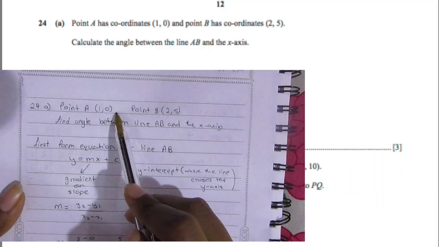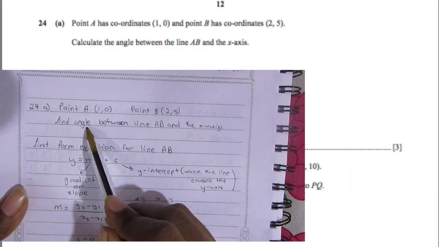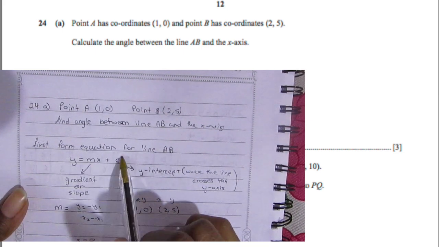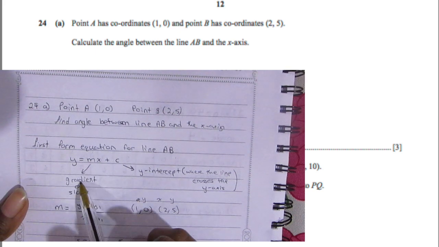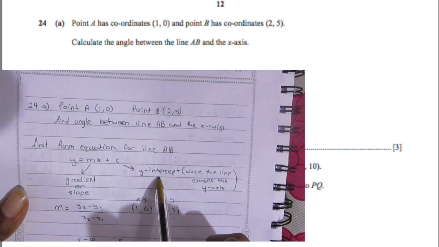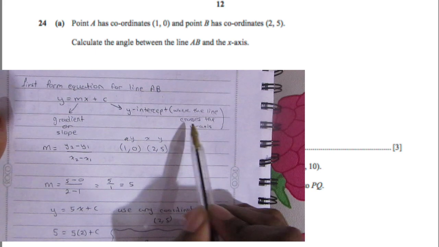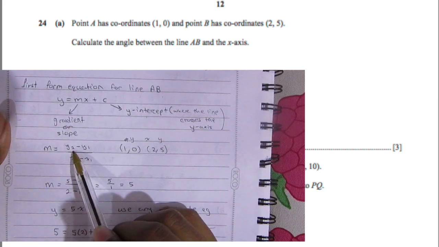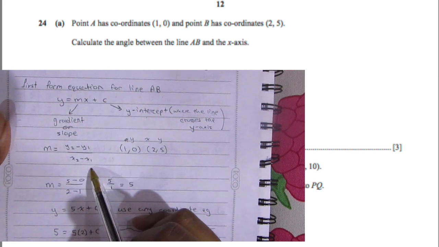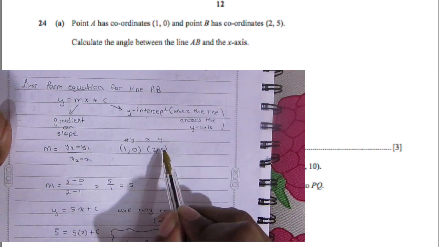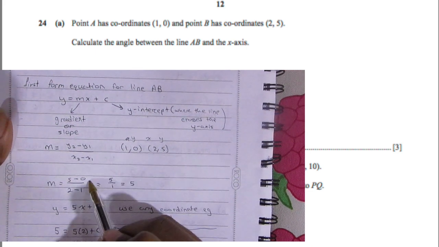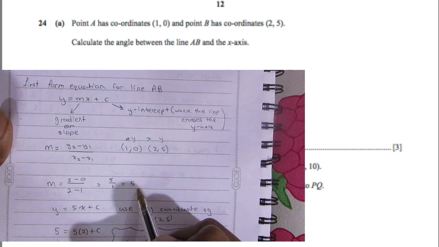Now point A is 1, 0. Point B is 2, 5. Find the angle between line AB and the x-axis. First, form the equation of line AB. This is the gradient. This is the y-intercept, where the line crosses the y-axis. This is the gradient or the slope. M is, again, y2 minus y1 over x2 minus x1. So here x, y, x, y. So 5 minus 0 and 2 minus 1. That's 5 over 1, which is 5.